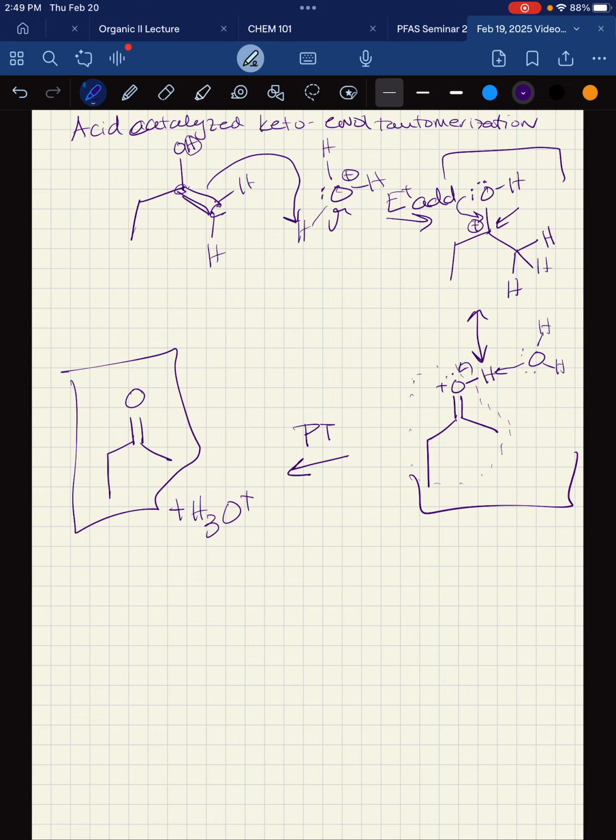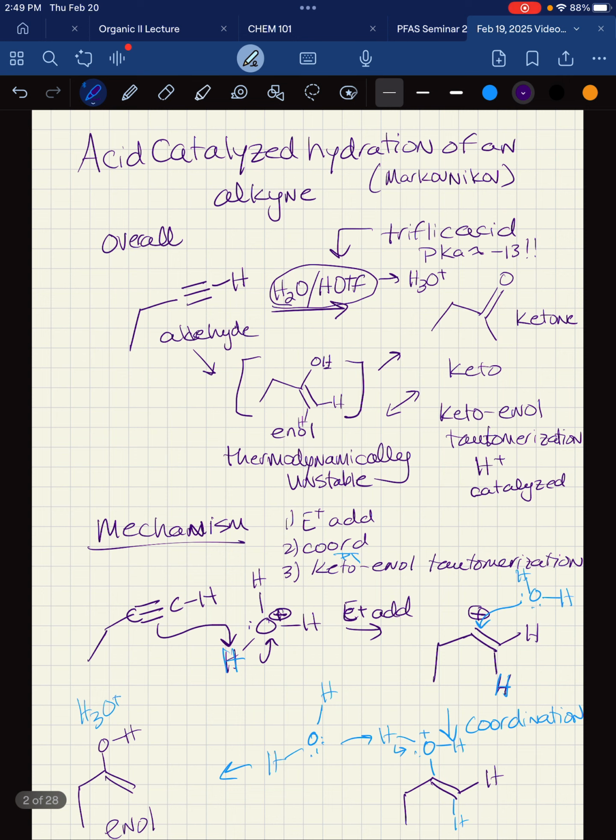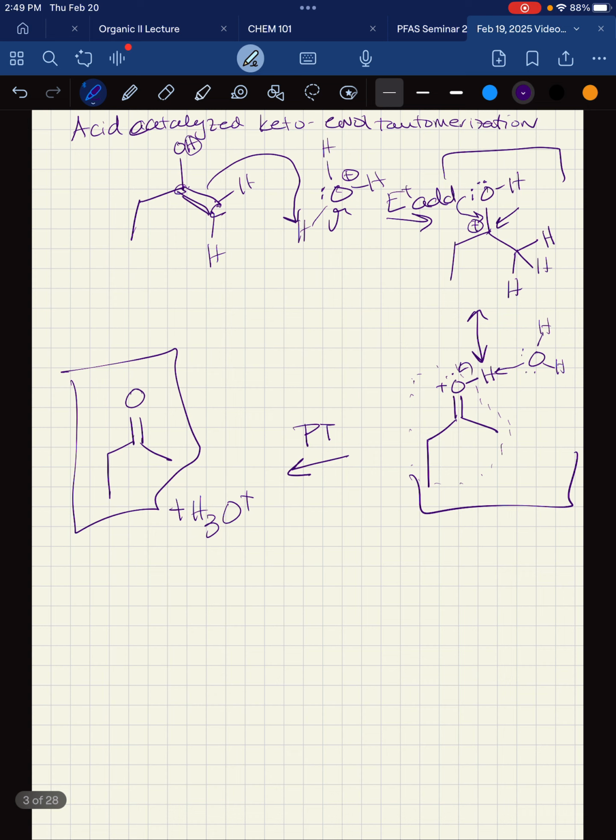So whenever you're doing these, if you're asked to do the mechanism, obviously you're going to need to go through the mechanism. So just a reminder that it's the electrophilic addition followed by coordination, just like our other Markovnikov additions. And then because the nucleophile was neutral here, we do need to do that proton transfer in the last step. And then we do the keto-enol tautomerization, which is effectively a combination of electrophilic addition, followed by technically drawing the resonance structures and then doing a proton transfer.